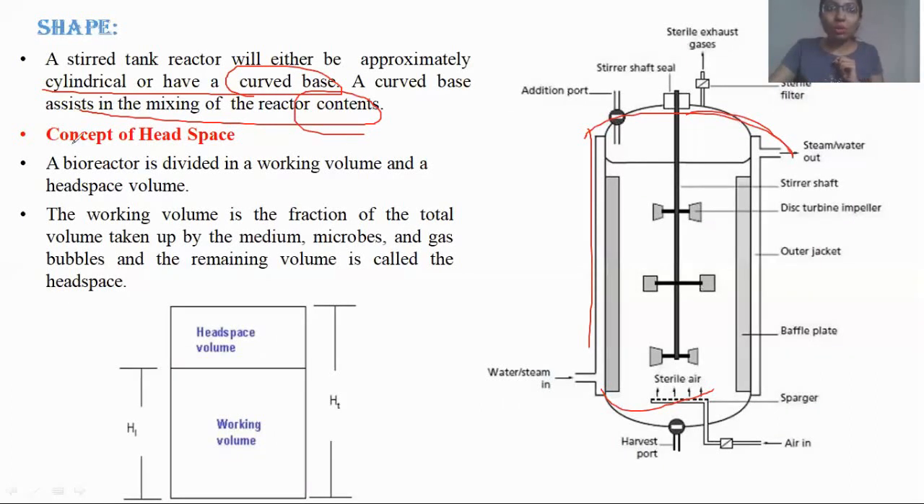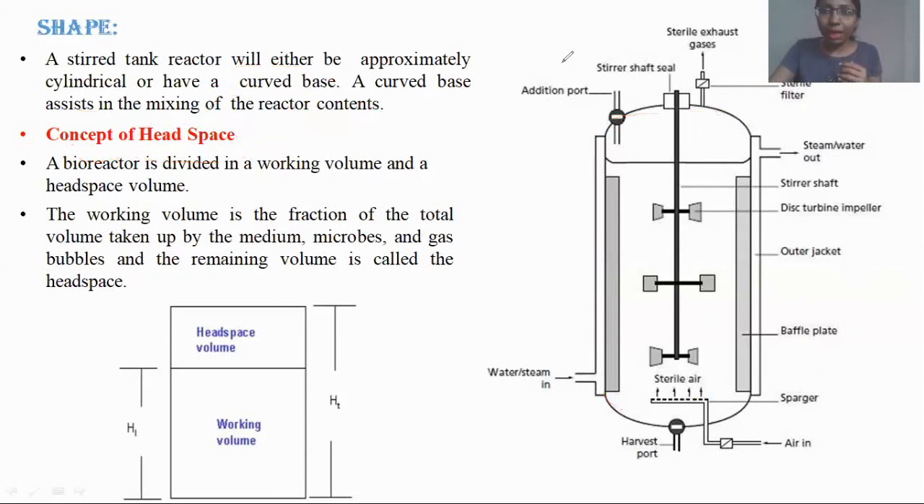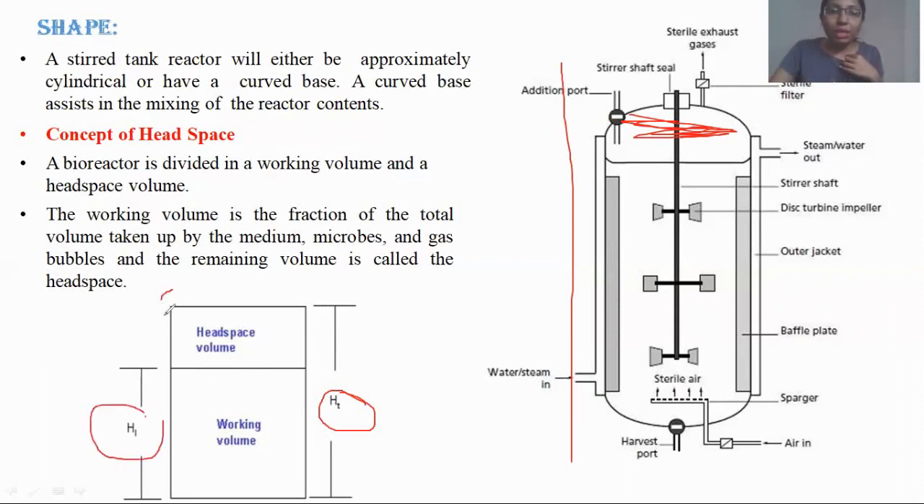Now I want to introduce one concept over here, that of the head space. What does head space mean? This is the entire bioreactor you are seeing over here. You cannot fill the raw material and the microorganism strain up to here, otherwise it will touch the upper surface of the lid and lead to contamination. So they have given you the concept of the head space. For example, if this is the total height of the reactor, then this will be the working space, and this space should be left without filling it.